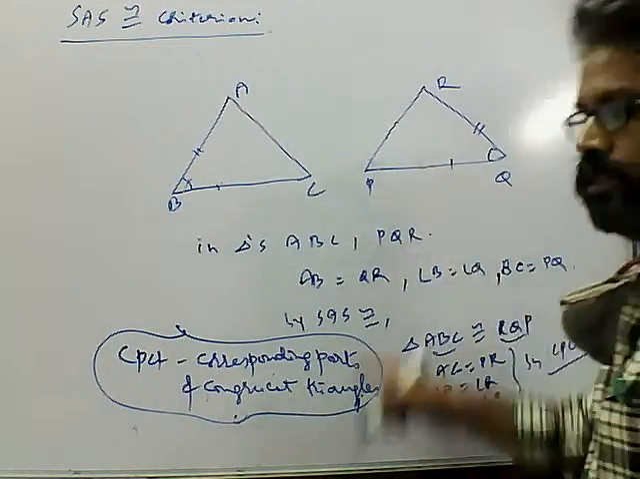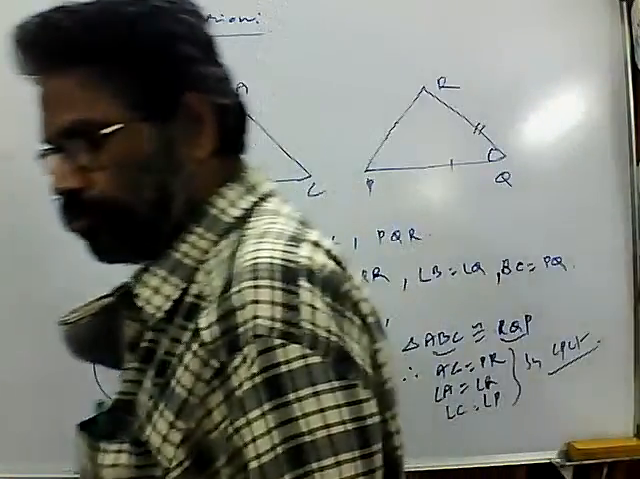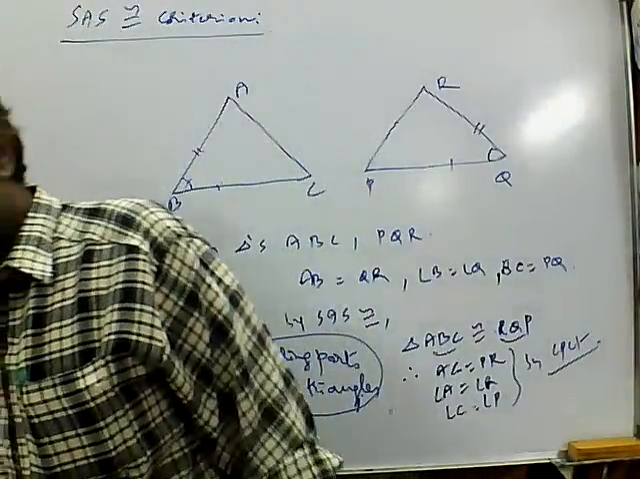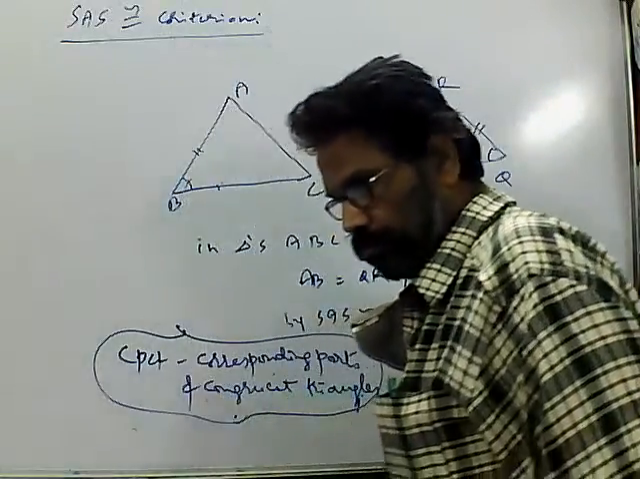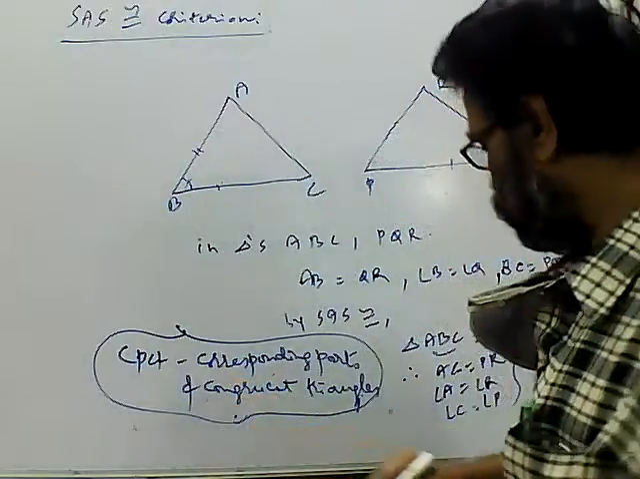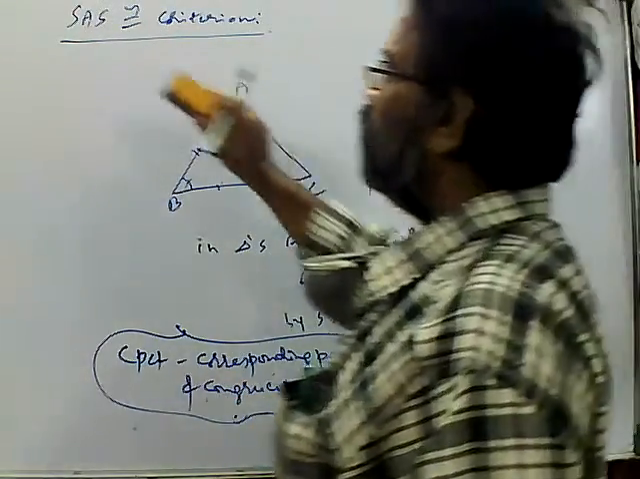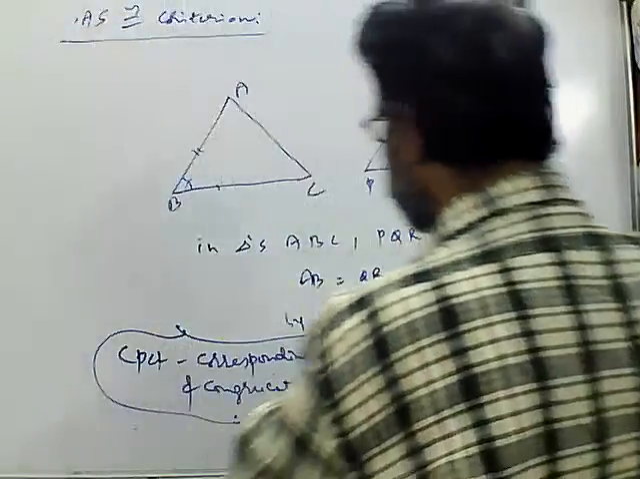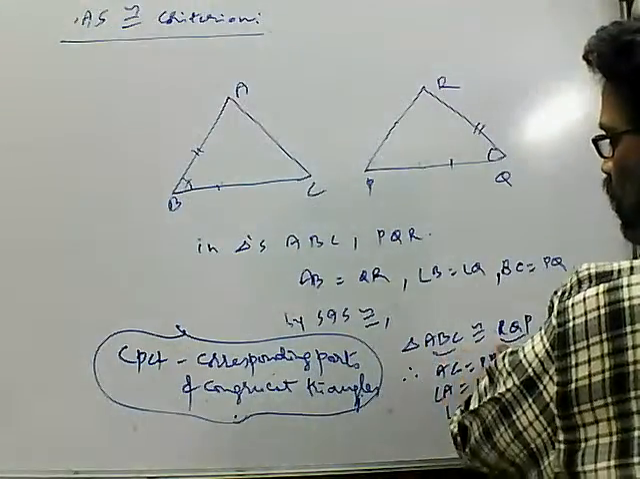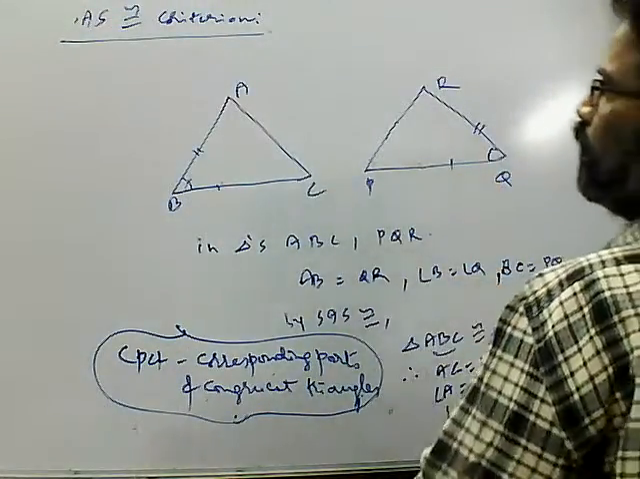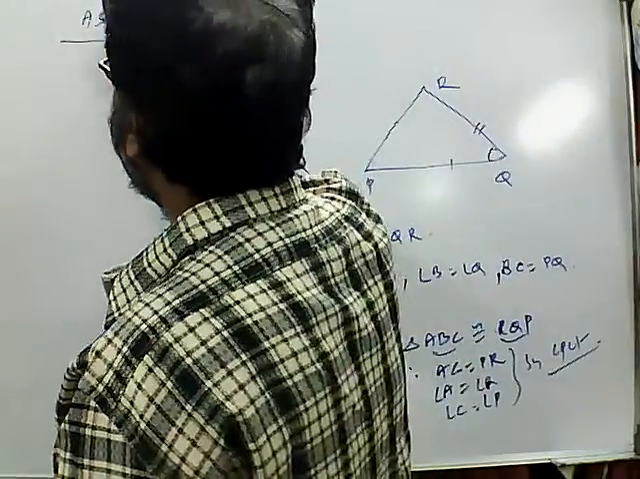Understood now? So this is SAS criteria. Are you clear? Understood all of you? Noted? Have you noted? Next. So I think you have seen this order of congruence is not alphabetical. See here, as per parts only we have taken. Now we go for ASA criteria.